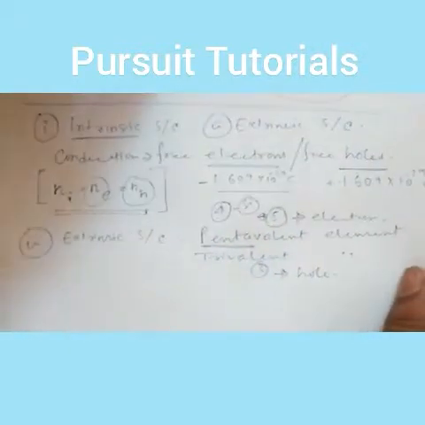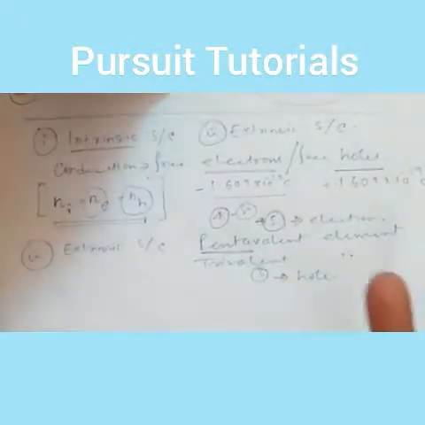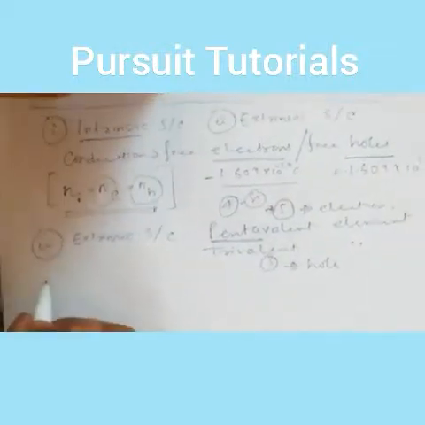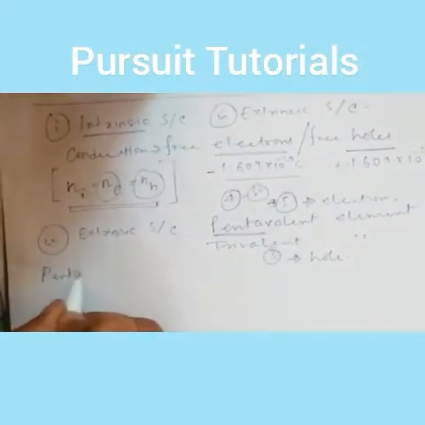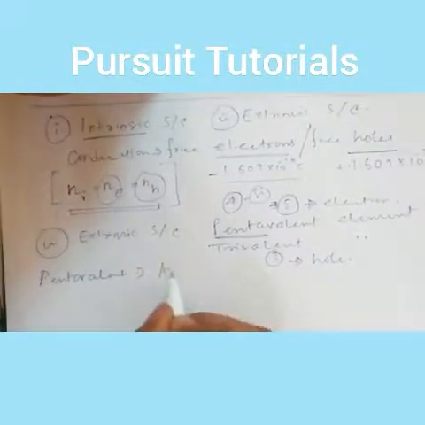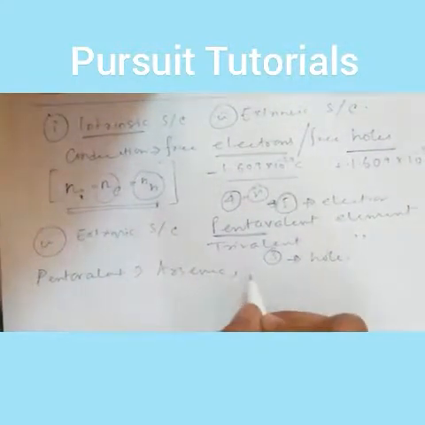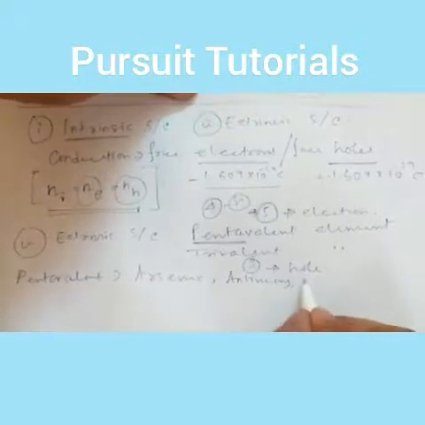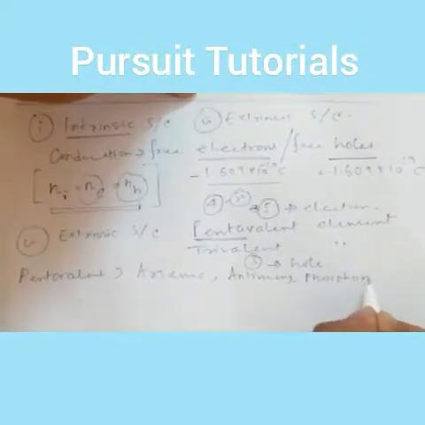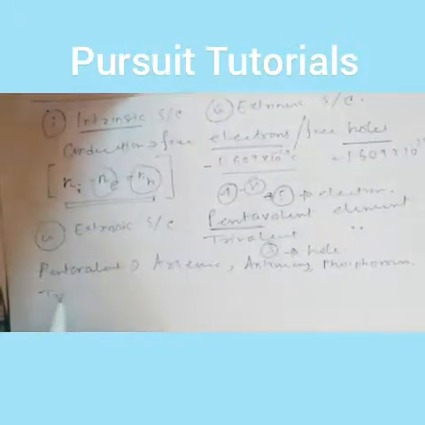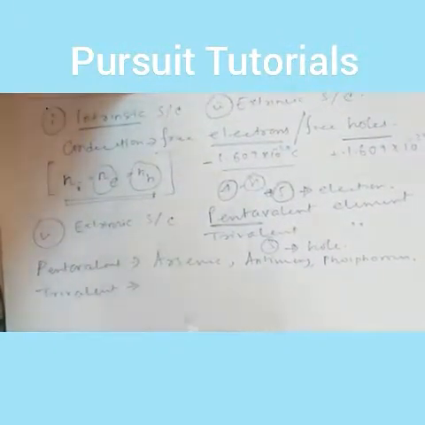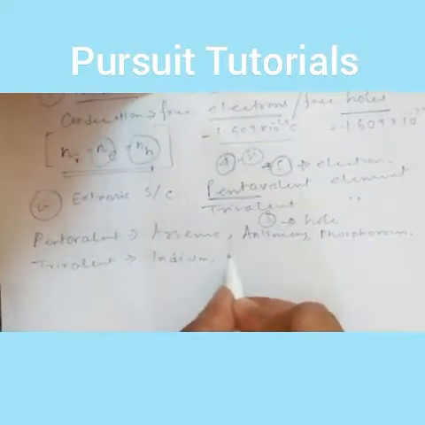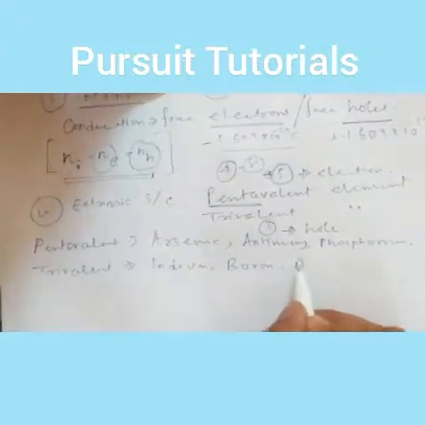So I guess there are some pentavalent doping components, namely for pentavalent, it's arsenic, then antimony, then you have phosphorus P5, and for the trivalent you have indium, boron, aluminium.